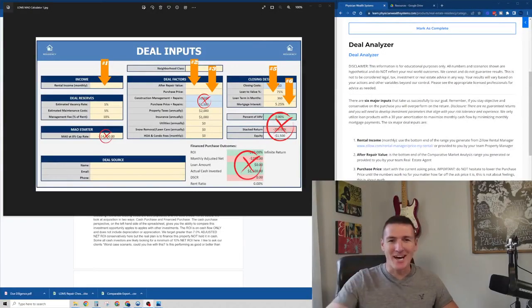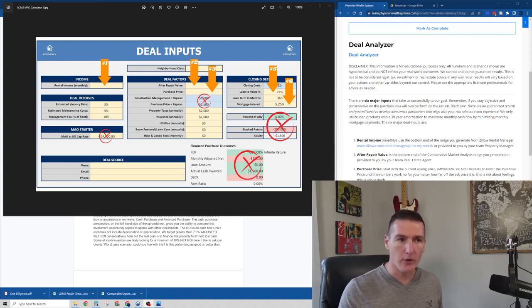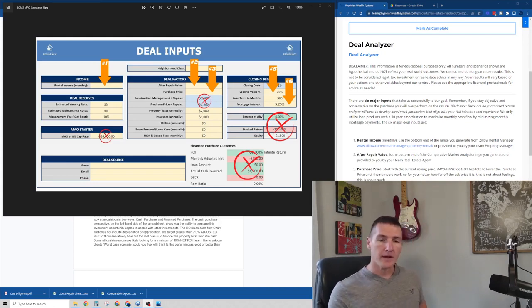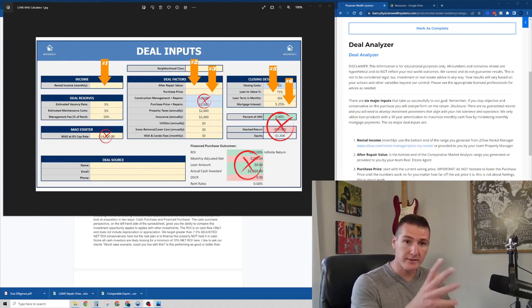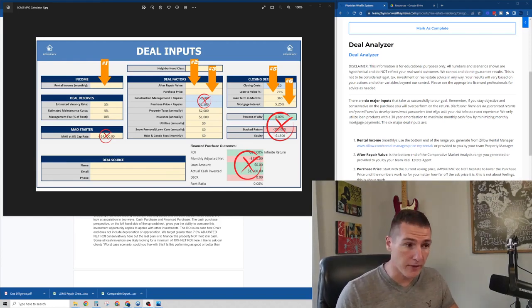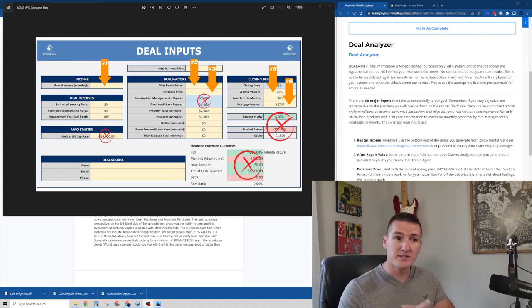Deal analyzer time. All right, let's get down to it. This is the MAO calculator, the maximum allowable offer calculator, and I'm trying to keep it as simple as possible and get rid of everything else that doesn't have to be focused on right now. As you get into this more and more, there's lots of complexities you can get into and really dial everything in. For the time being, there are 6 major inputs to take us successfully to our goal.